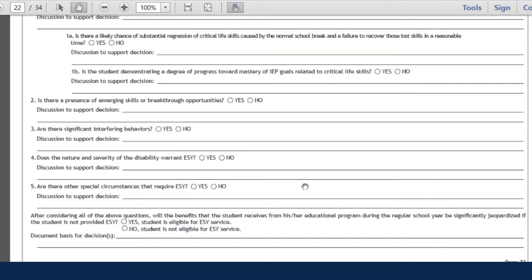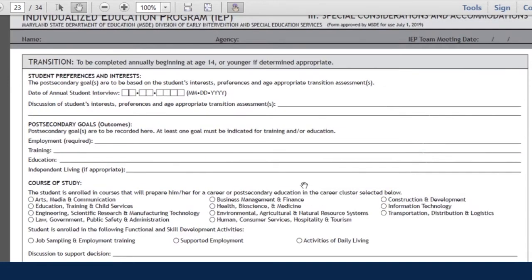I encourage parents to make their own decision in deciding, is it a critical life skill? Is it an emerging or breakthrough skill, is it interfering, or is it severe enough? Don't just take their word for it. You need to ask yourself, what do you feel is most important? So just know that this is very subjective and that parents always have the right to request prior written notice if they disagree, or if they disagree and they can't come to resolution.